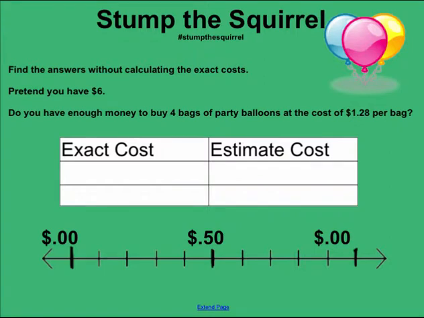Now that we have a better idea about how to estimate to find a cost, let's go back to our Stump the Squirrel problem. Pretend you have $6. Do you have enough money to buy 4 bags of party balloons at the cost of $1.28 per bag? I'm going to use my number line to help me again. My exact cost for 1 bag would be $1.28. So that's 1 bag.